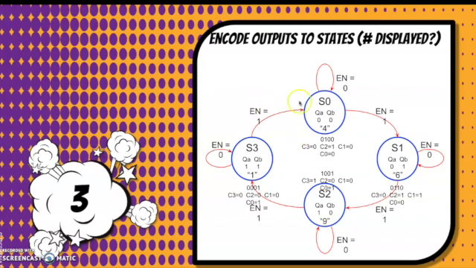So if we look at state S0 up here, the output 4 is encoded to binary, and that would be 0, 1, 0, 0. C3 is then 0, C2 is 1, C1 is 0, and C0 is 0. You can then see that we have encoded each of these other states across the 3 other state bubbles.